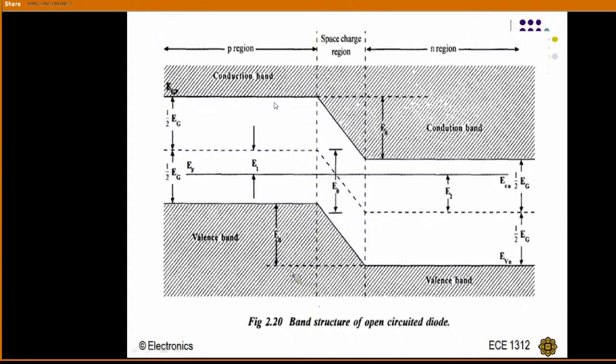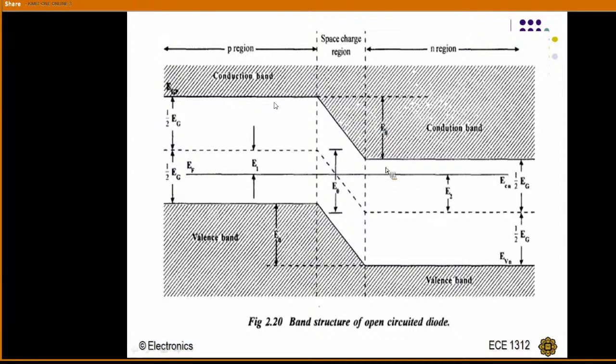In the p-type material, what are the majority charge carriers? The holes. Holes will be there in the valency band. The valency band is mostly filled with holes. That's why majority holes are there in the valency band, is it clear? Now the Fermi level is near to the valency band here. Remember this.